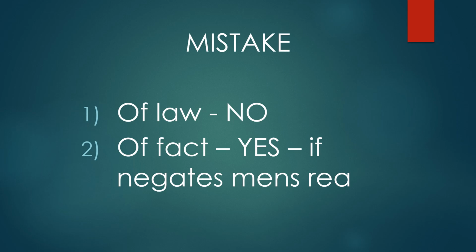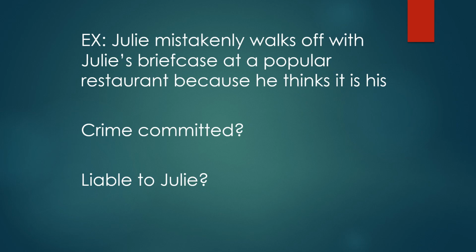However, sometimes mistake of fact can be an excuse to criminal responsibility, but that is if it negates the mental state necessary to commit the crime. That's the goal, is that when somebody is mistaken on a fact, they don't really have that mental state that we talked about. So for example, Julie mistakenly walks off with, oh, I should have another name there.